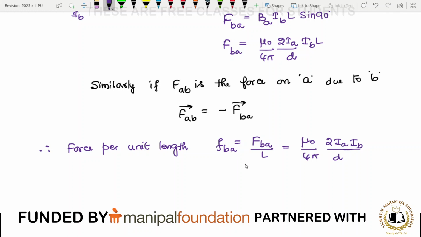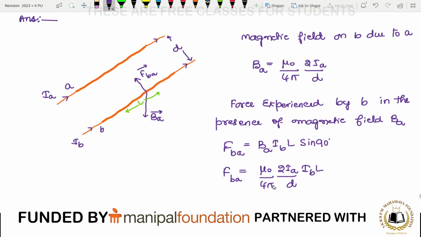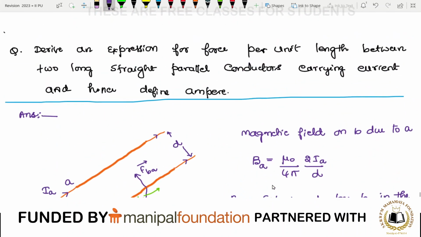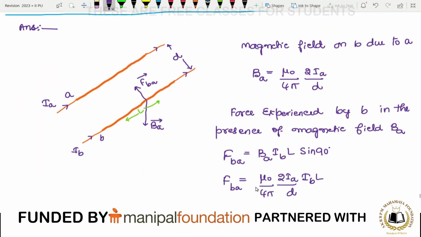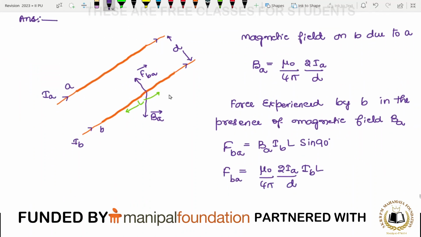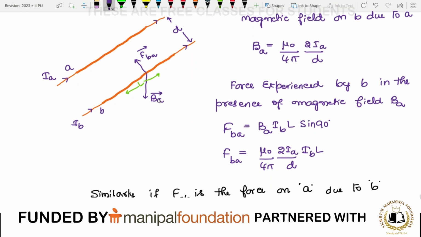Why do I speak of this? Because the length of the wire is going infinite. Mu naught by 4 pi into 2 times IA IB divided by D. So we'll go to the derivation once again. Derive an expression for force per unit length between two long straight parallel conductors carrying current, and hence define ampere. So these two wires we have taken are infinitely long.